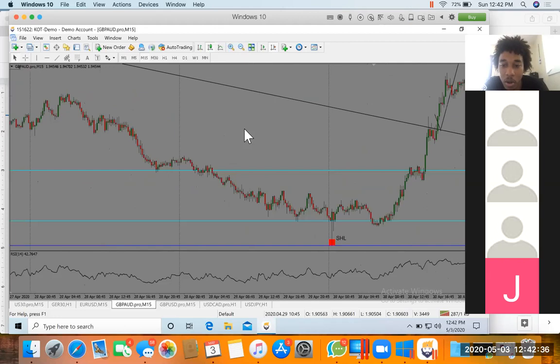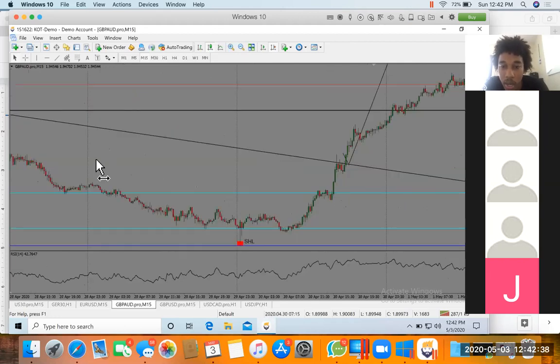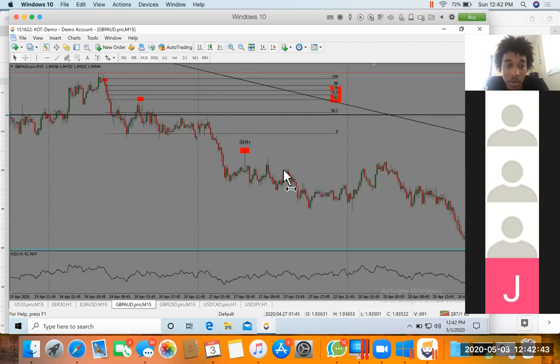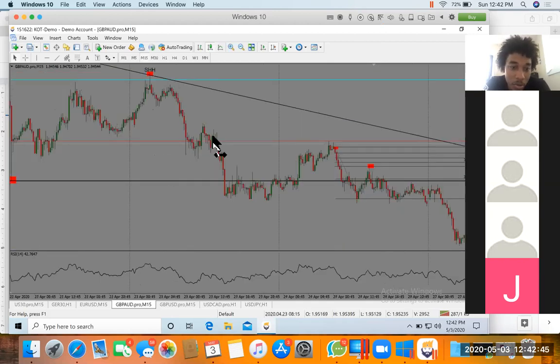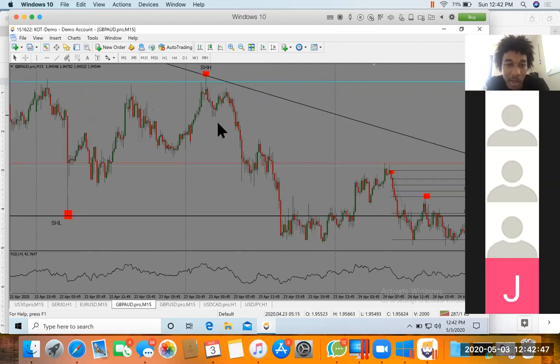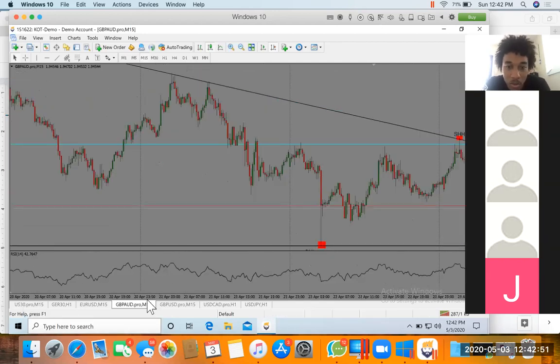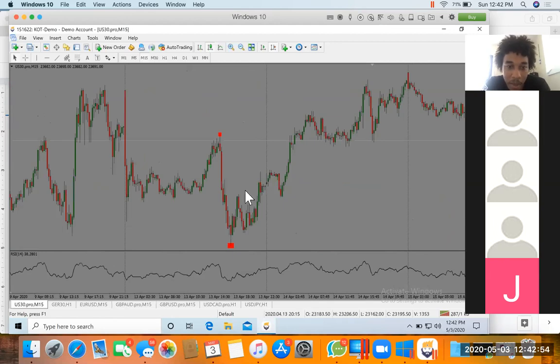So stop hunt highs also most times are going to be dealing with divergence as well. So for example, I don't really like this one too much. I think there was one here. Yeah, right here.